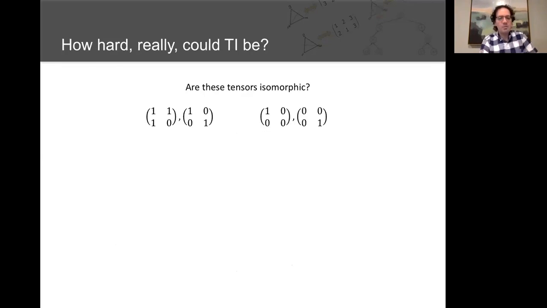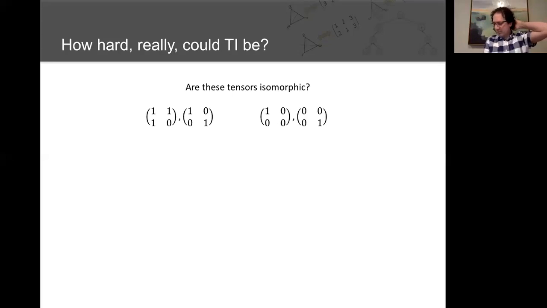Okay. So now we have the same thing that we started with for graphs, but now with tensors. I'm drawing my tensors here as a pair of matrices. So I'm thinking of this as the two slices. So this is a 2 by 2 by 2 tensor where the front slice is 1, 1, 1, 0, and the back slice is 1, 0, 0, 1.